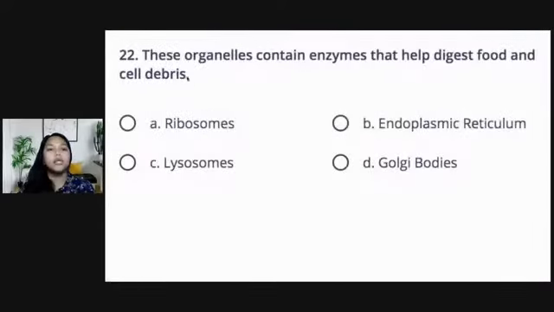All right, number 22, ito. These organelles contain enzymes that help digest food and cell debris. Is it letter A, ribosomes, letter B, endoplasmic reticulum, letter C, lysosomes, or letter D, Golgi bodies? Okay, which one do you think is the correct choice?